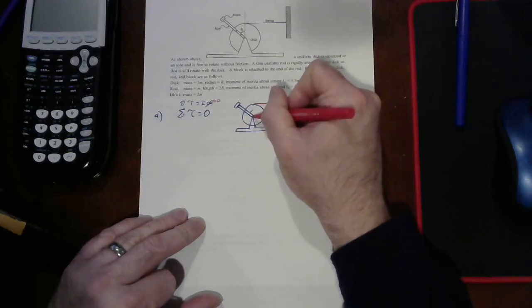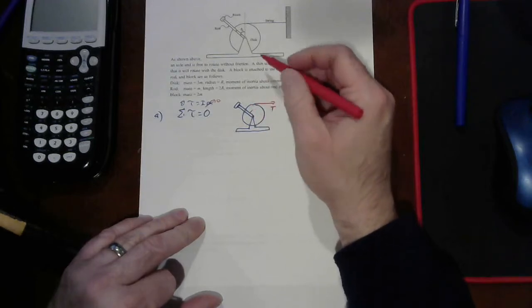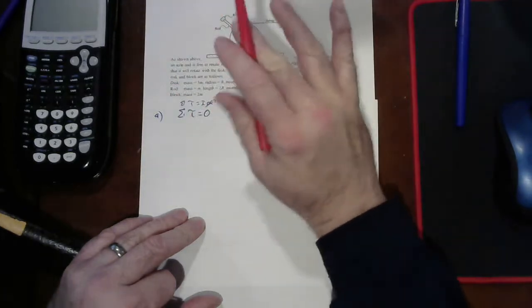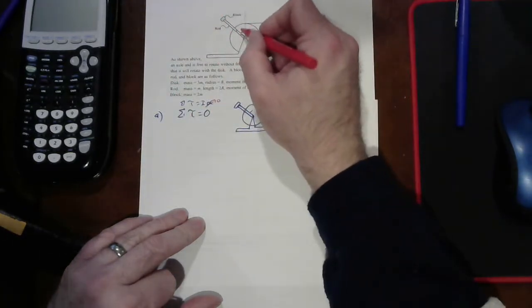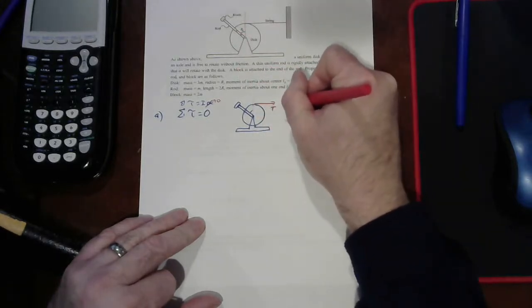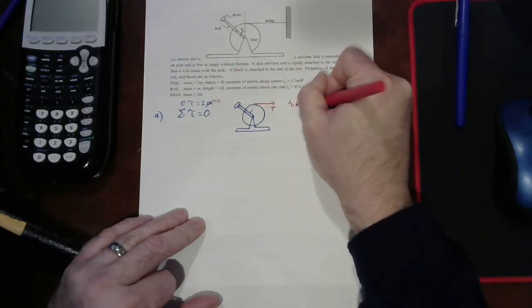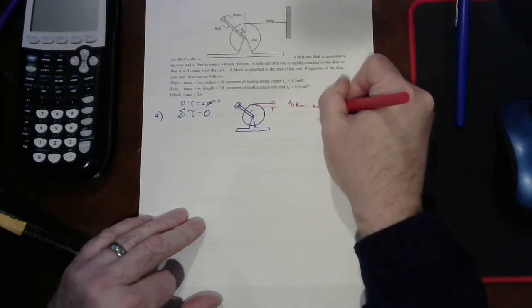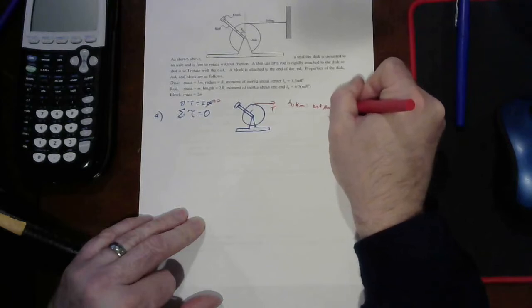I also know there's going to be, let's see, what do I want to make my system? Well, we're not including the stand here. So let's just do disc, block, and rod as one big system. They're all attached to each other rigidly, and they're going to rotate together. So the system that I'm going to analyze here is, again, disc, rod, and block.